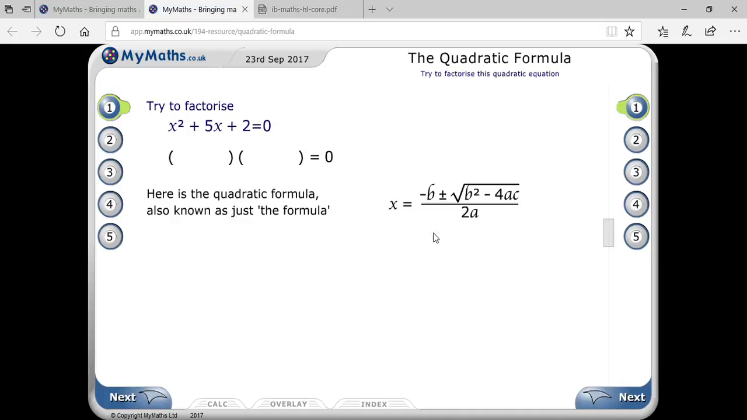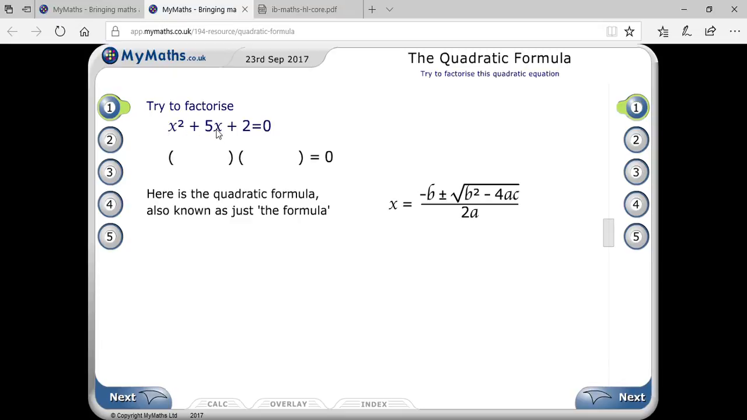Here you can see that your formula is here, and your quadratic equation is there. You just have to compare the quadratic equation with the general equation ax square plus bx plus c. Clearly, a is the coefficient of x square. Regarding that, here a equals 1.